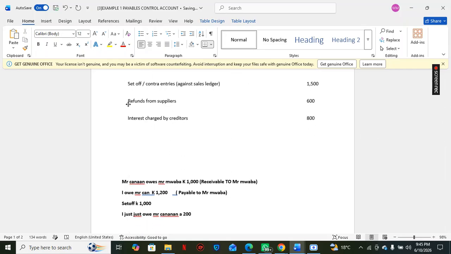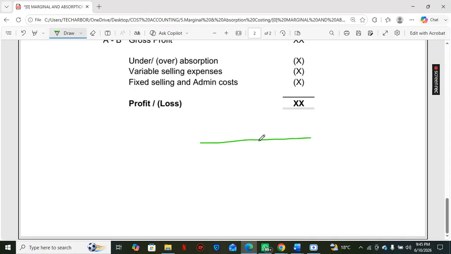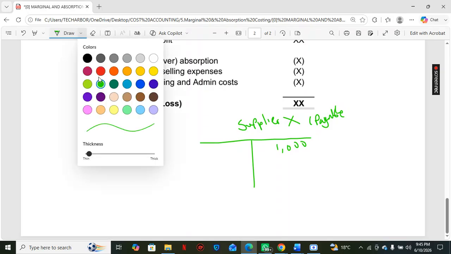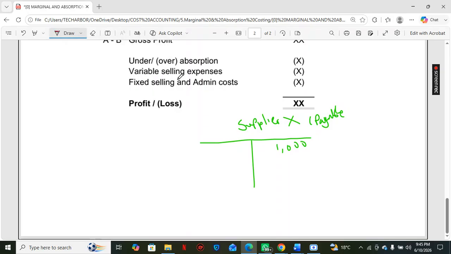Refunds from suppliers. All right, so also this one I need to explain. For example, let's say we have supplier X, who is our payable. We owe supplier X 1,000 kwacha. Then by mistake, we overpay our supplier. Let's say we pay him 1,200.